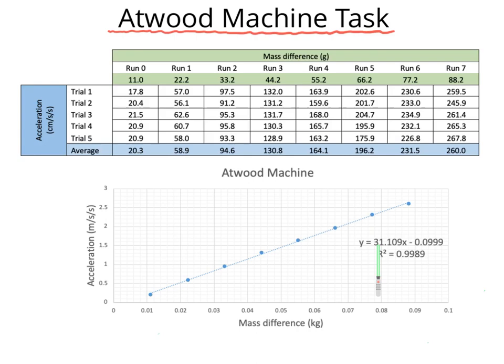So y equals 31.109x minus 0.0999. The r squared value is 0.9989. What this statistic means is that 99.89% of the variation in acceleration can be attributed to the variation in mass difference. That means if we want to make predictions of acceleration for the system, knowing the mass difference can predict that value very accurately.